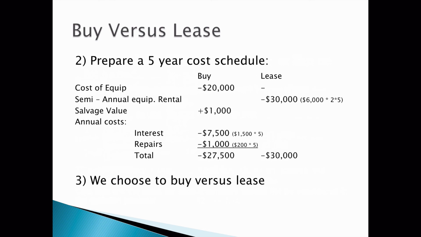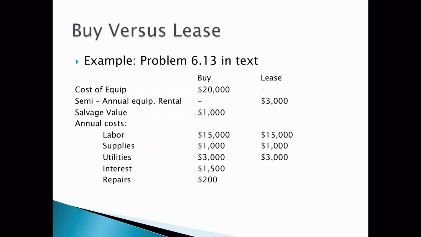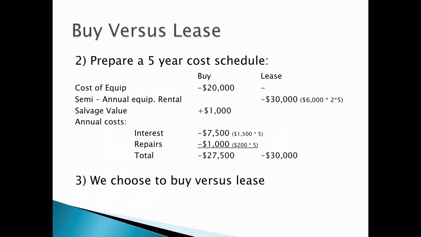Okay, the second one is prepare a 5-year cost schedule. We're only going to buy it once, so we buy it for $20,000. Now our semi-annual equipment rental, like I said, is twice a year for 5 years. I'm actually going to check back. I think I might have done that wrong. I did. It's actually 3,000 times 2 times 5, which is going to get us 30,000. So the answer is right, but that 6,000 should be a 3,000. And when we do the math, 3,000 times 2 is 6,000, and then times 5 is 30,000. So the 2 is because it's semi-annual, and the 5 is for 5 years.